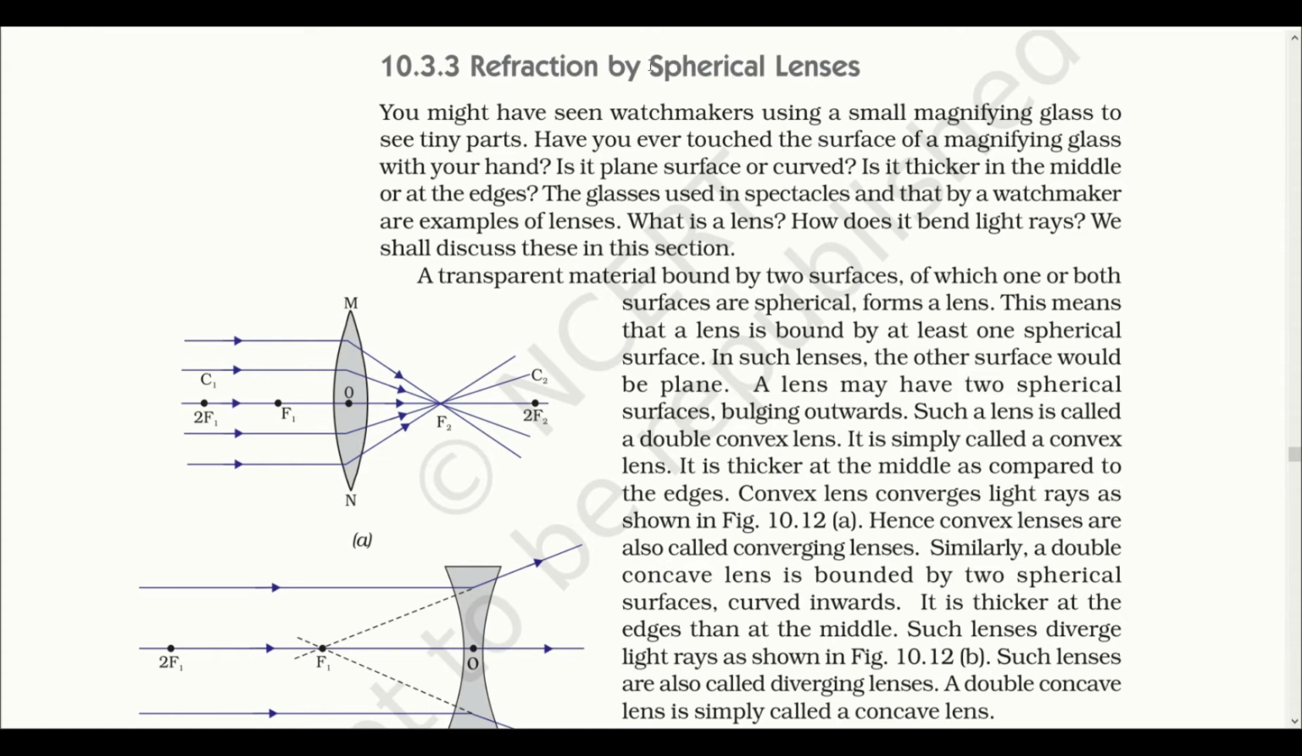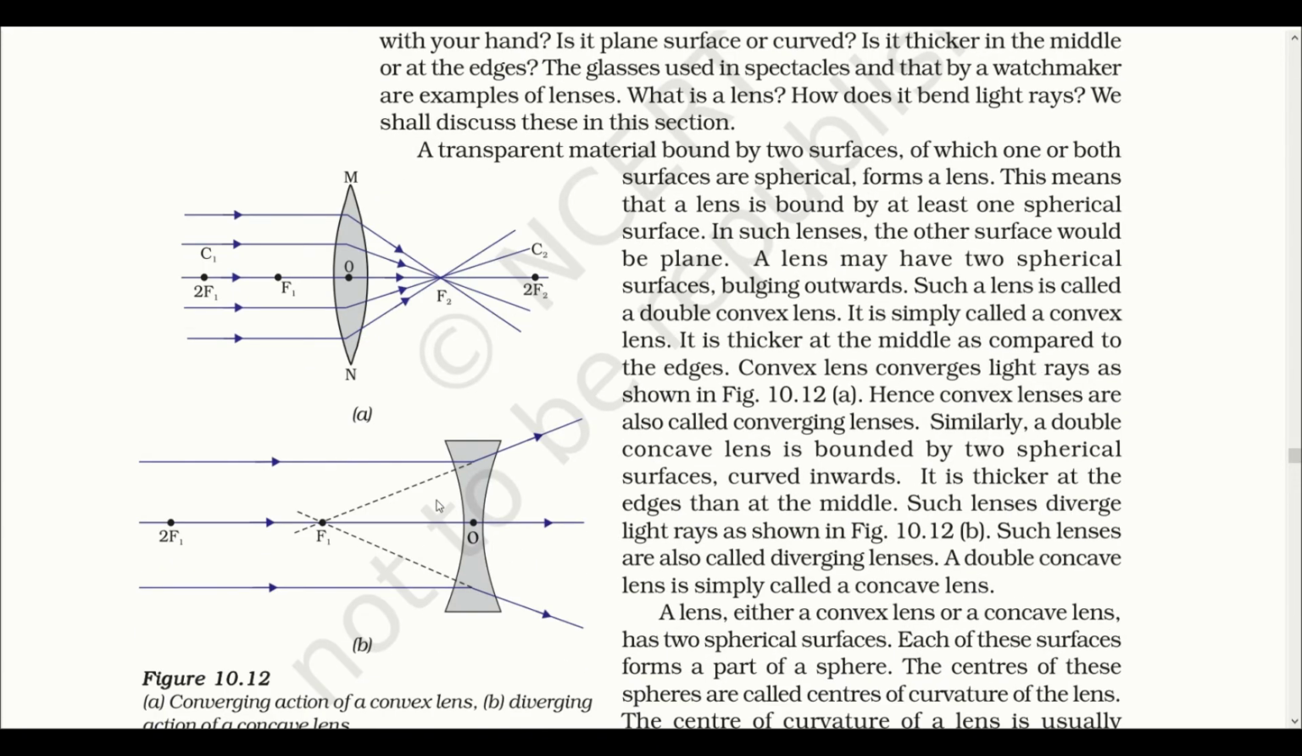Let's study spherical lenses and their refraction. So these are two lenses. Lenses are different from mirrors: a mirror reflects the light, while lenses converge or diverge the light on the other side. Here you can see two lenses, lens A and B. The first one is a double convex lens.